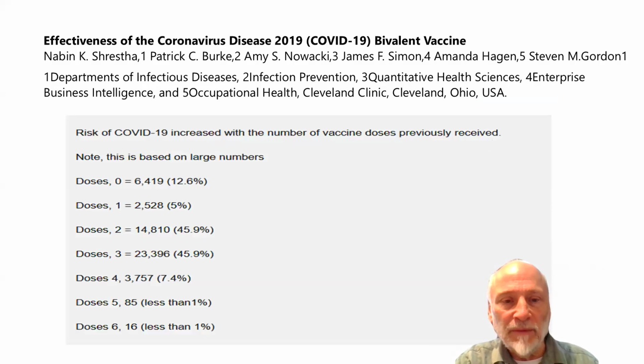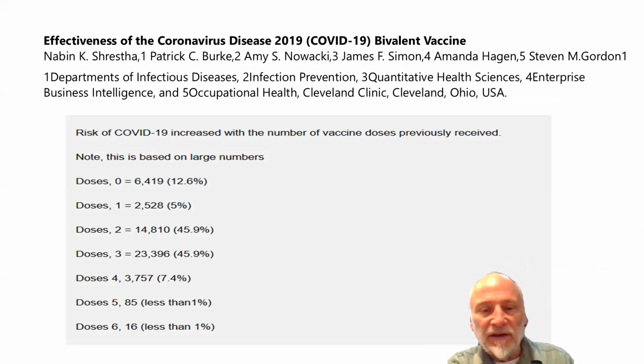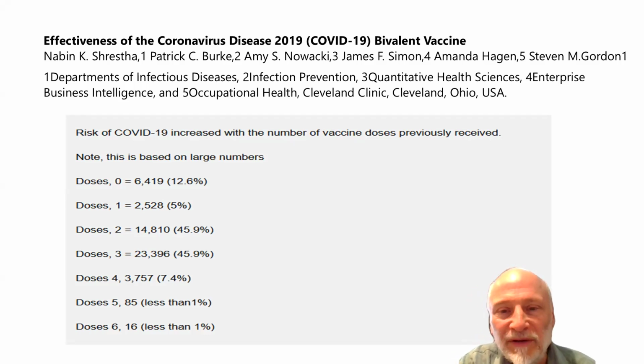Let's take a look at the actual numbers. Again, from that same Cleveland Clinic study, you can see at dose 0, you had 12%, at dose 1, 5%, but at dose 2 and 3, 45% on both of those with the increased dosage. So you increased your chances of catching COVID with the larger amount of doses of the vaccine you received. Is that conferring herd immunity? I don't think so.